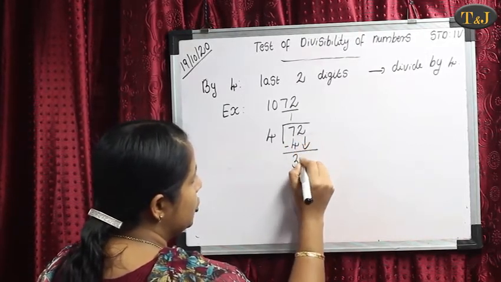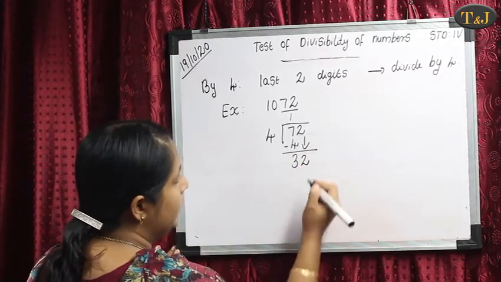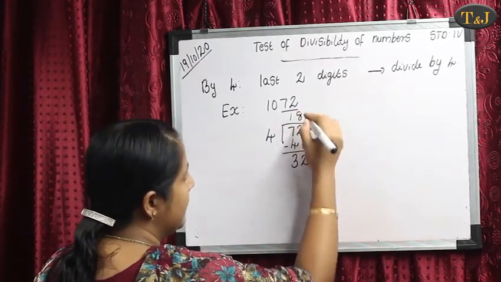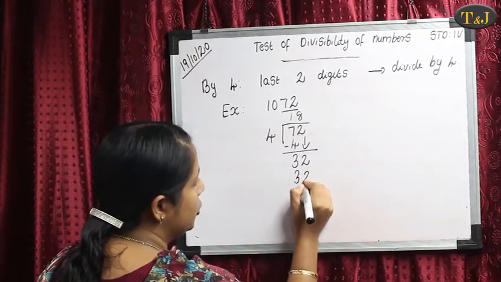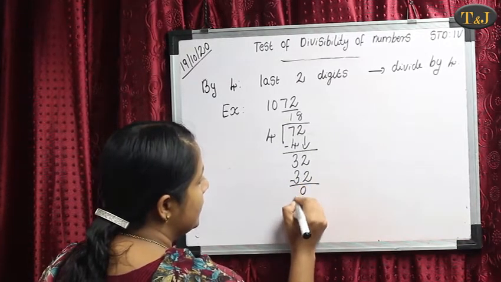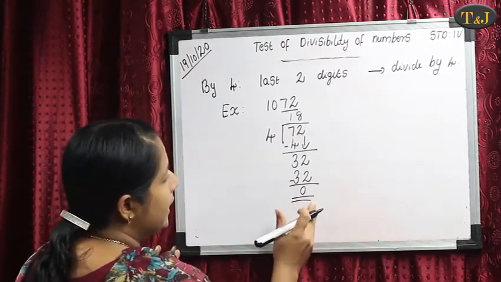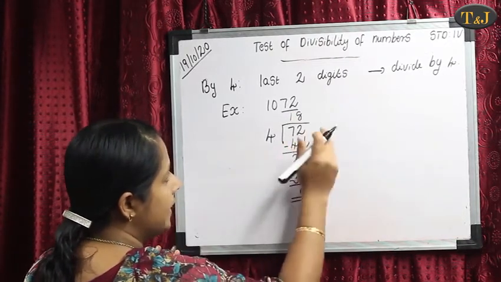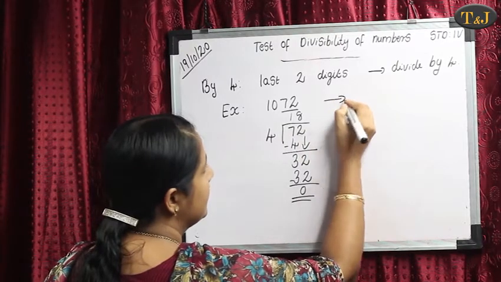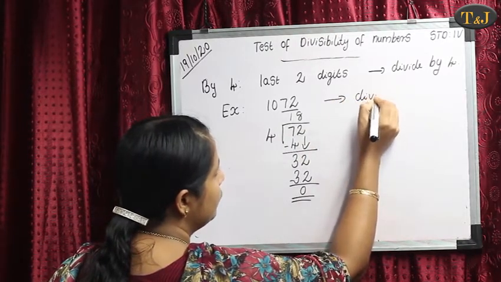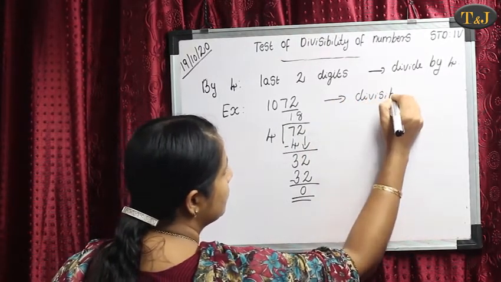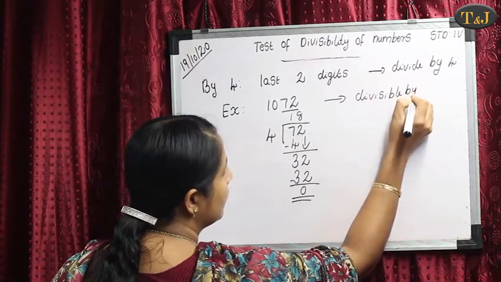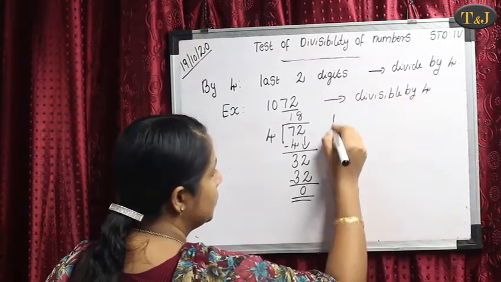Then our next digit 2. Then in 4's table, 32 comes 8 times. 8 4s are 32. Then 32 minus 32 equals 0. So we get the remainder as 0. That means 18 multiplied by 4 equals 72. In that case, it is divisible by the number 4.